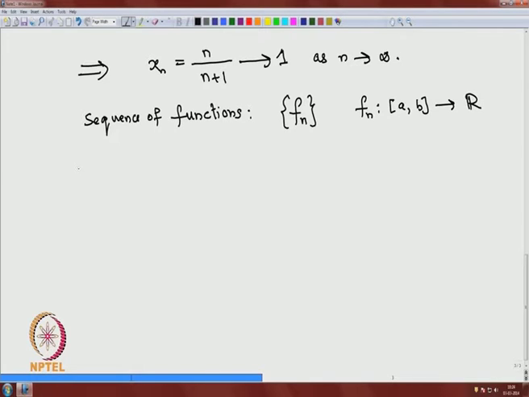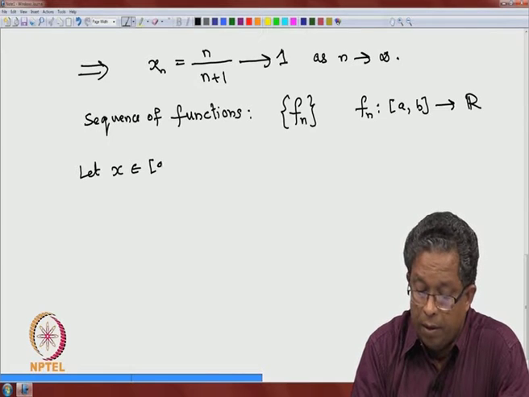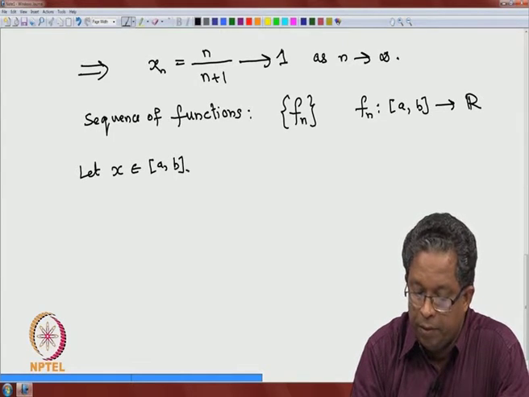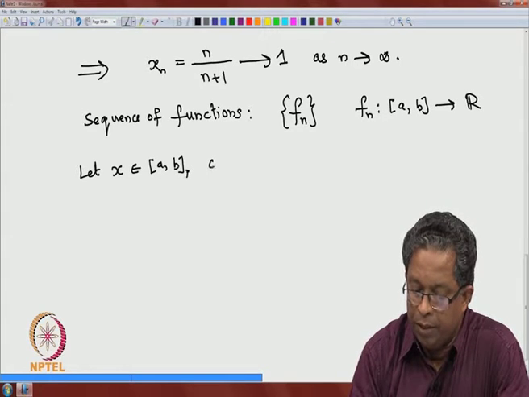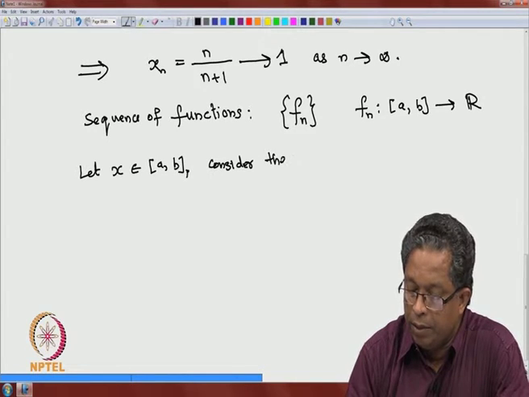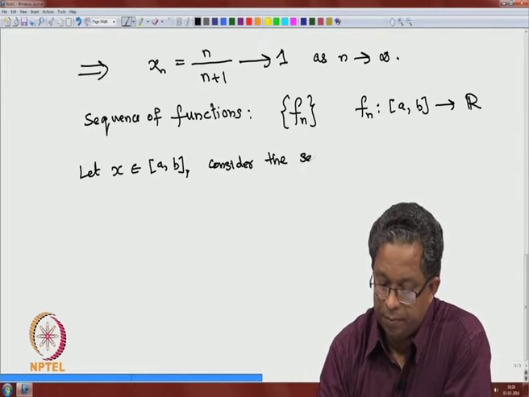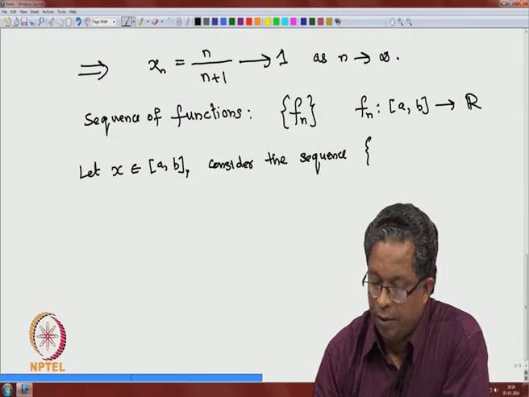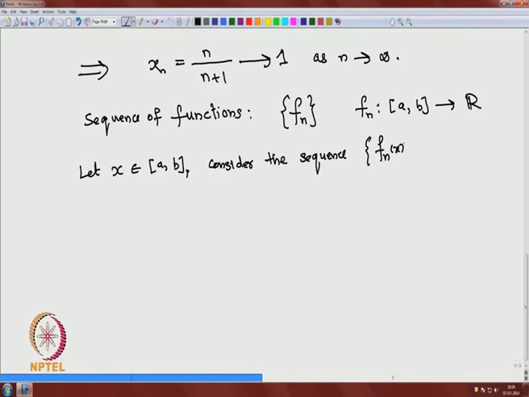Now, let x be any fixed real number in the interval [a, b]. Now, consider the sequence of real numbers which is the value of the functions fn evaluated at x. So, now this is a sequence of real numbers. Now, consider the sequence fn(x) of real numbers.